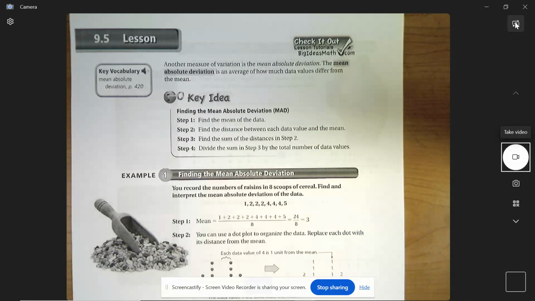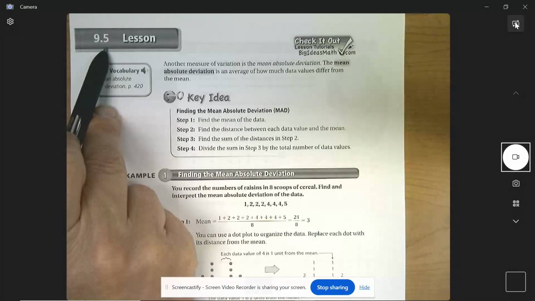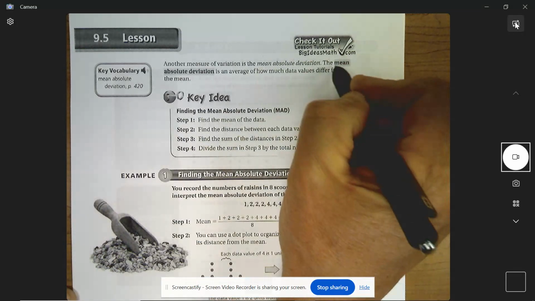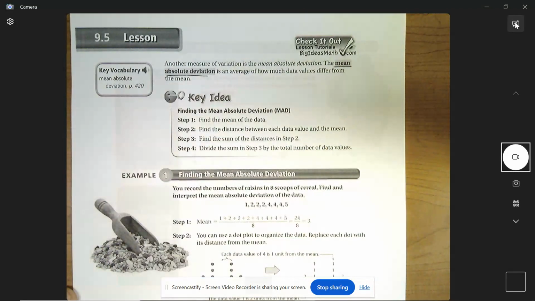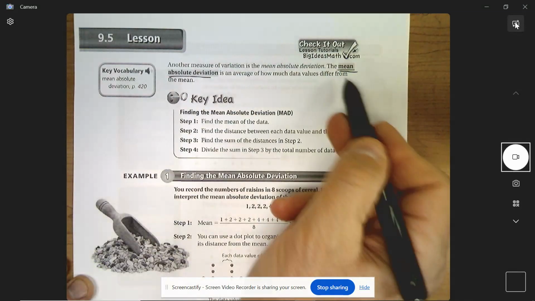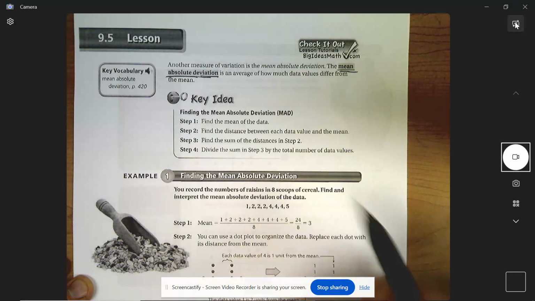So take a look at this. This is from page 420, and we are going to go ahead and write these down too in our notes. But let me look at these first with you. This is our lesson 9.5. There's our lesson number. The big idea for today is mean, meaning average. Absolute is distance and how much it goes from left to right.